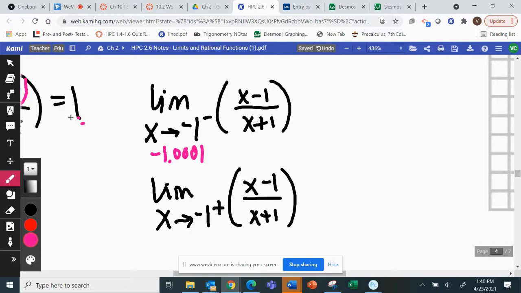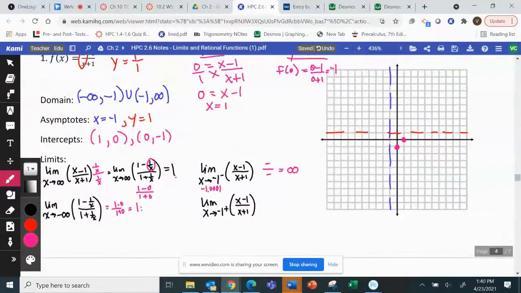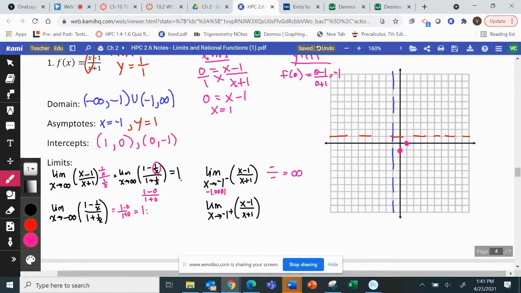-1.0001, take away 1, that's going to be negative. On the bottom, -1.0001 plus 1, what am I going to get? Negative. Negative over negative is positive. So we are approaching positive infinity. So in my graph, on the left side of x equals -1, it's going to be going up here.